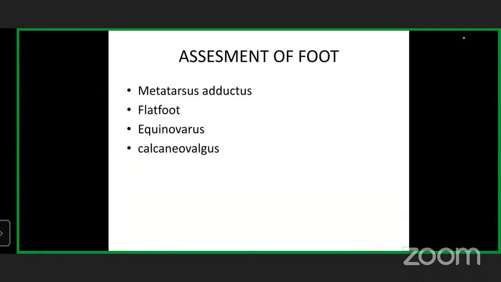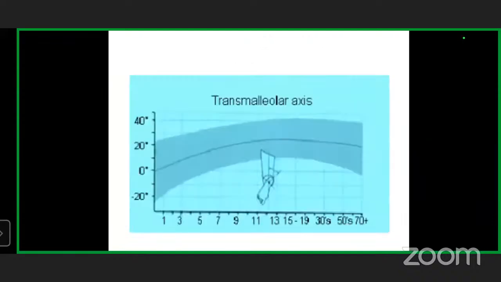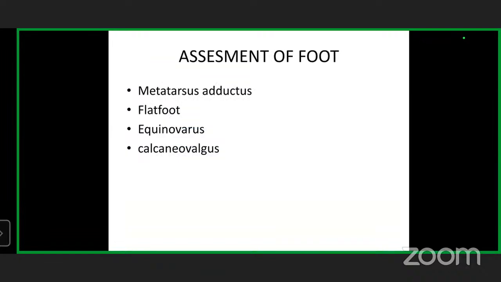The final thing is that we have to assess the foot separately. Sometimes the thigh foot angle will tell the pathology of both the tibia and the foot. The tibia we see by the transmalleolar axis, but the foot we have to assess separately. We have to see whether there is any metatarsus adductus. When there is metatarsus adductus, the thigh foot angle will be internal. Whenever there is a flat foot, it will be outwards. With equinovarus deformity, it will once again be internal. With calcaneovalgus deformity, once again it will be outwards.